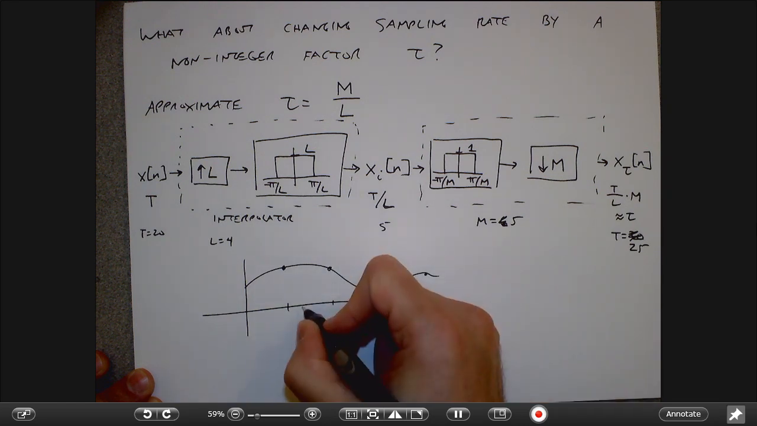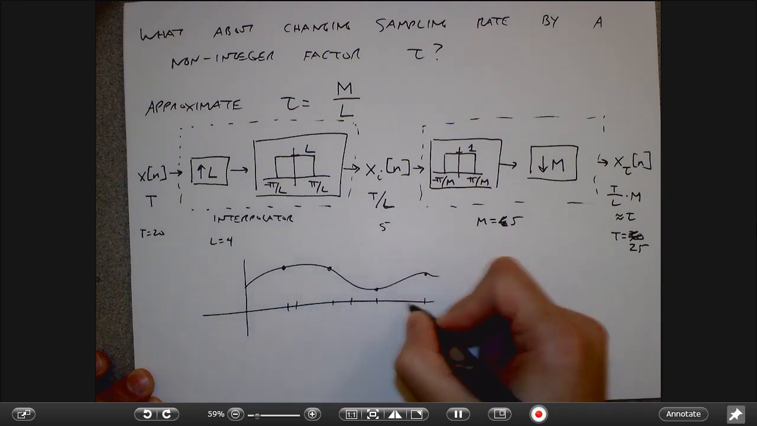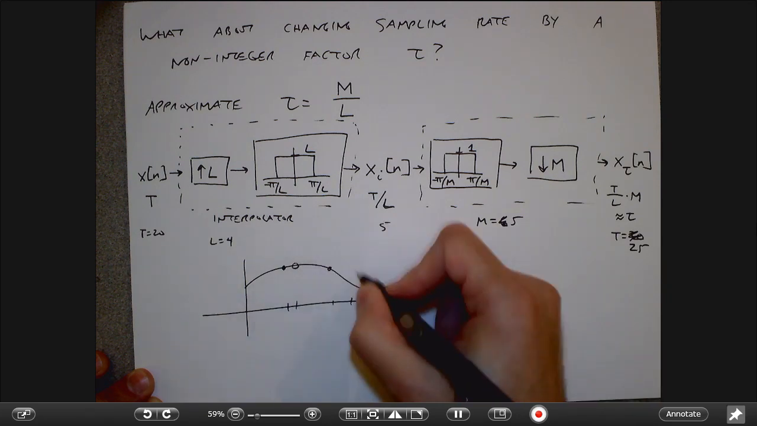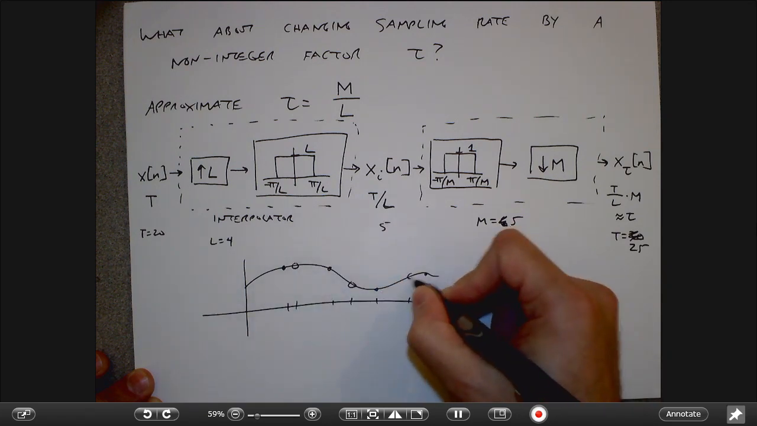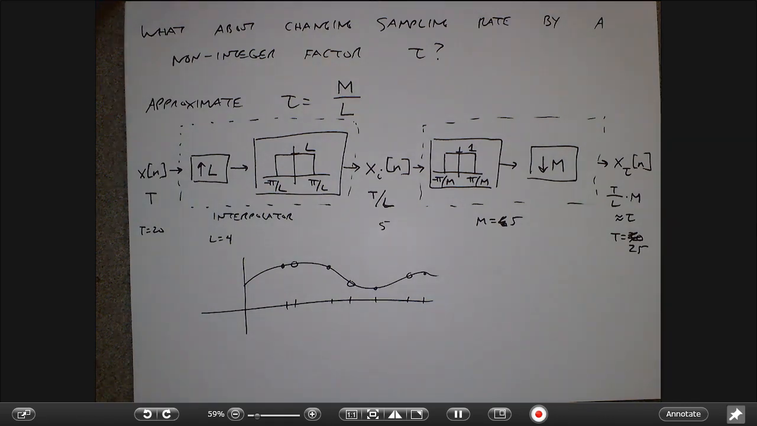My new sampling rate is going to be every 25 units, so I'm going to have slightly different samples. And I've accomplished that by basically doing a bunch of discrete time operations. Okay, so assuming that the signal was originally sampled fast enough, if I go through this kind of cascade process, I can ultimately resample the signal at whatever rate I want.